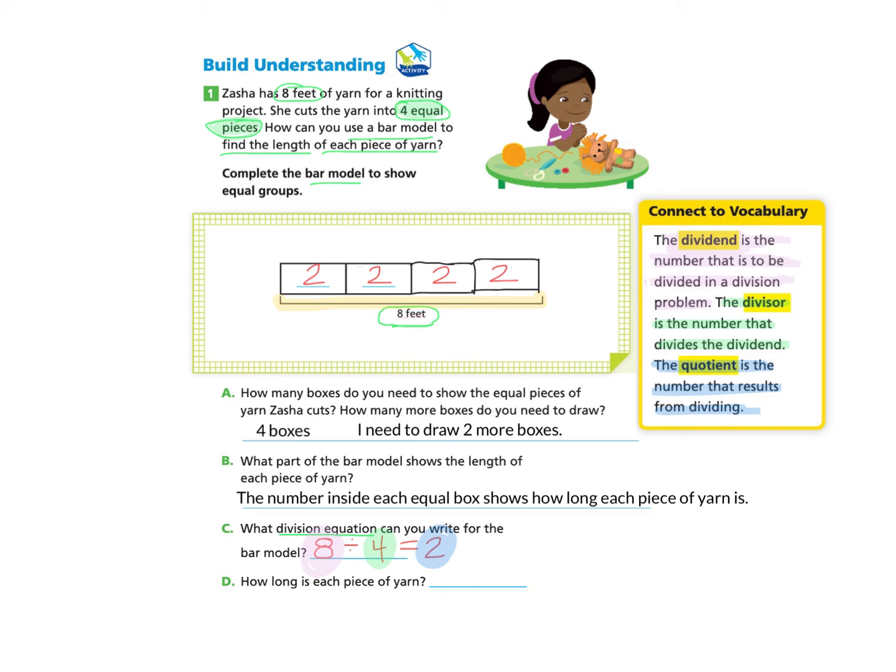So that's just a quick review of the vocabulary that we're building as we keep practicing our division equation. So now we can confidently answer the final question. How long is each piece of yarn? It is 2 feet. Please remember that you can always go back and rewatch this video and pause along the way as needed.